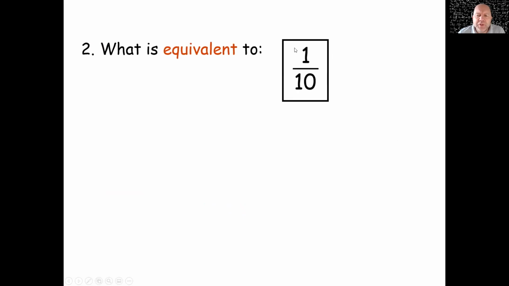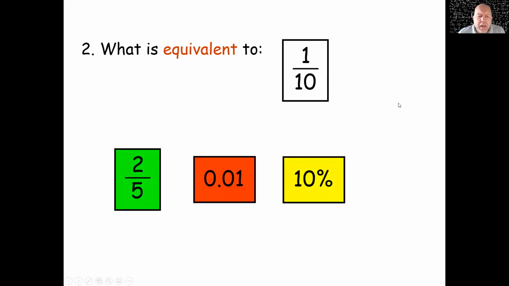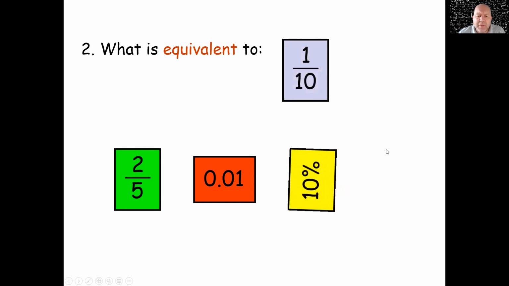What about this one? Which of these is equivalent to 1/10? Okay, so we've got a fraction, a decimal, and a percentage, but which of them is equivalent to 1/10? Well, 1/10 is also equivalent to 10 hundredths. If we multiply top and bottom by 10, we get 10 hundredths. So 10 hundredths, or 10 out of 100, is the same as 10%. So there's our match.